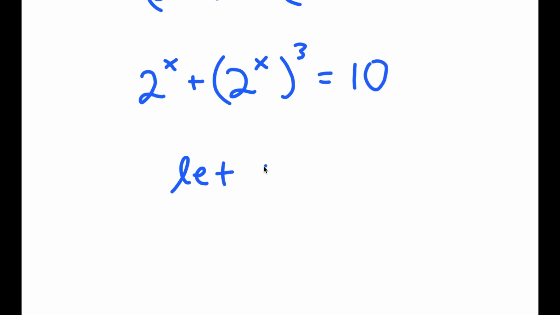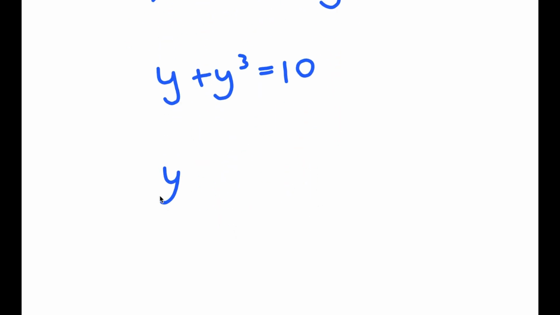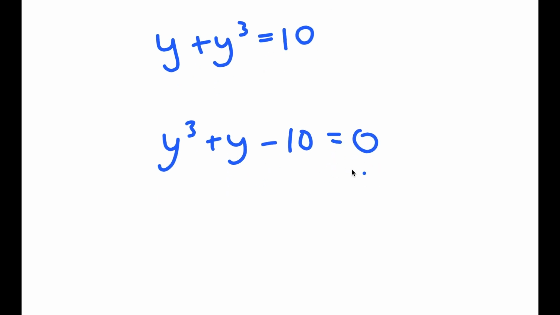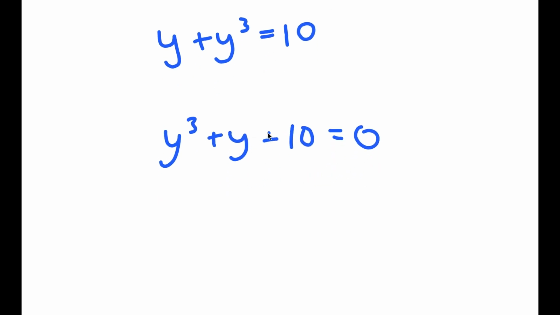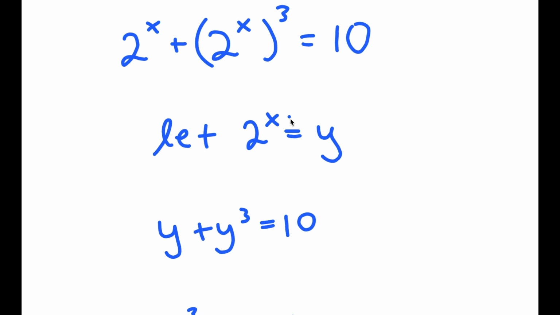Now I'm going to let 2 to the power of x equal to the variable y. So if I substitute in y now, I get y plus y to the power of 3 is equal to 10. And this means that y to the power of 3 plus y minus 10 is equal to 0. So I'm going to first find the value of y, and then once I get that, I can then plug it in right here and find the value of x.